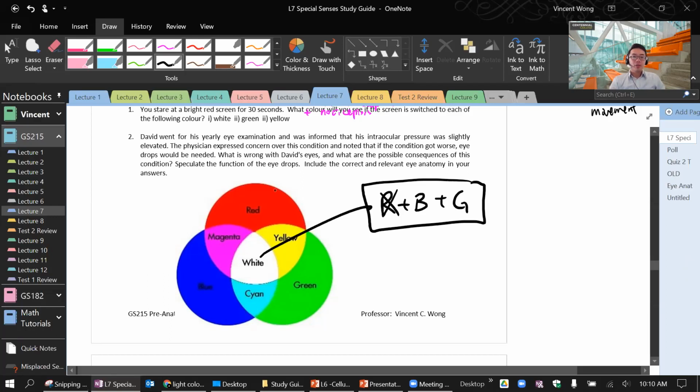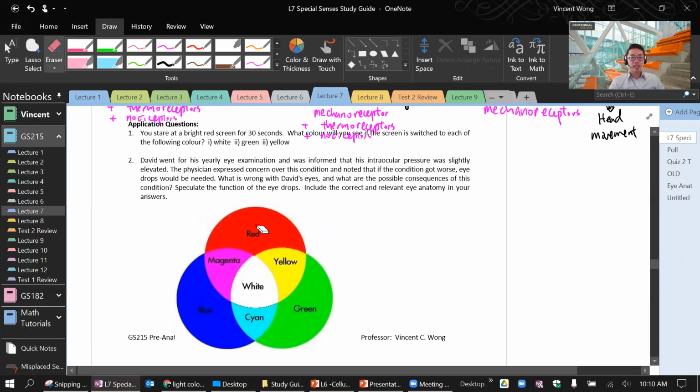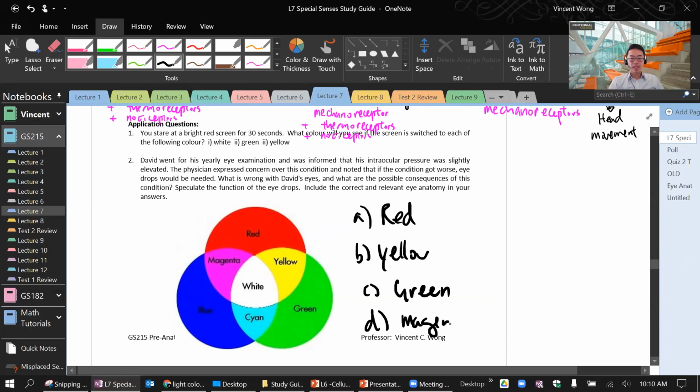All right. Well, what if you switch to a green screen? If we stare at a red screen for 30 seconds and then we switch to a green screen, what color will we see? What color will we see? Will we see red? Will we see yellow? Will we see green? Or will we see magenta?